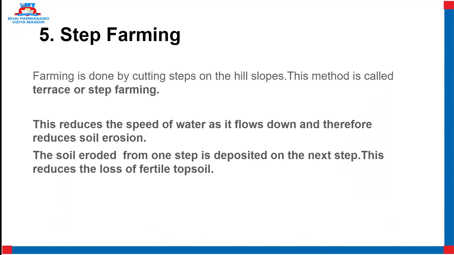How will it help, children? Let us see that. This reduces the speed of water as it flows down and therefore reduces soil erosion. Children, even the soil eroded from one step is deposited on the next step, and that is how it reduces the loss of fertile topsoil. So, children, I think you all have understood how step farming helps in soil conservation.